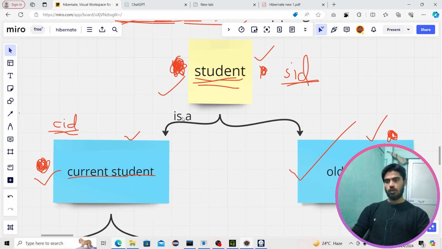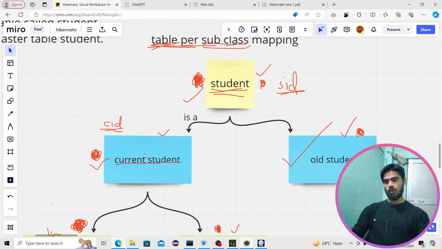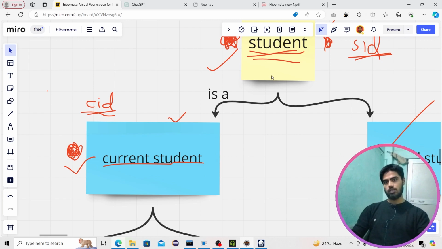So whenever we are talking about an is-a relationship, we use inheritance mapping. A student is a current student, or a current student is a student. A current student has a student is not what you are going to say. You have to say that a current student is a student.